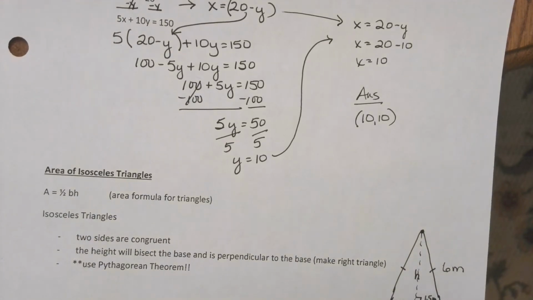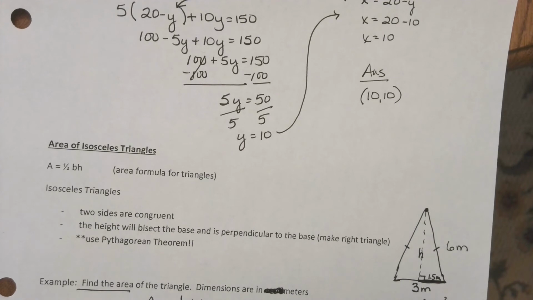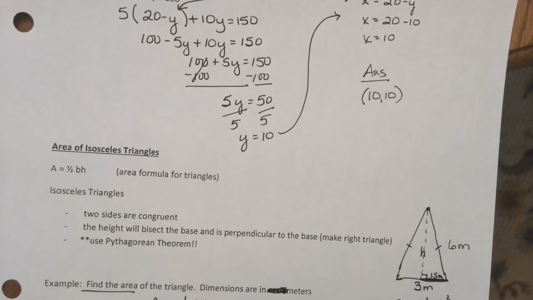Okay, area of isosceles triangles. So we know that the formula for the area of a triangle is 1/2 base times height. We also know that in an isosceles triangle, the height is going to cut the base of the triangle in half, because this is an altitude. You learned that in geometry.